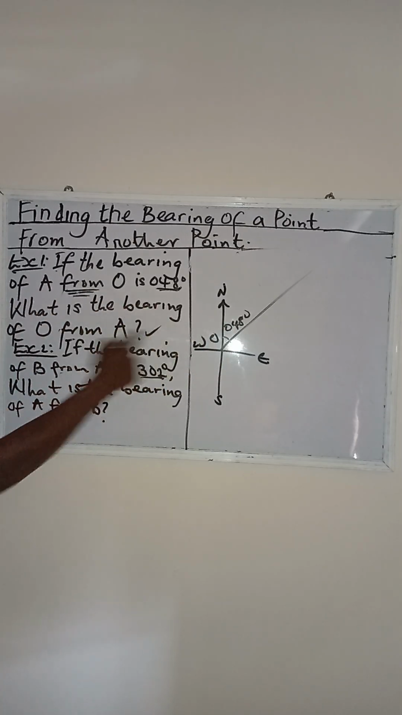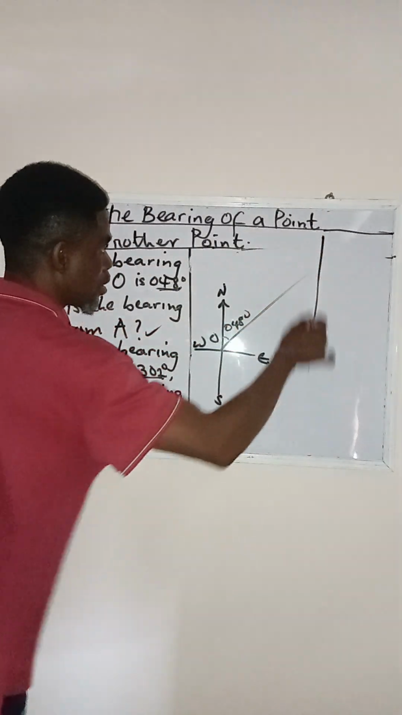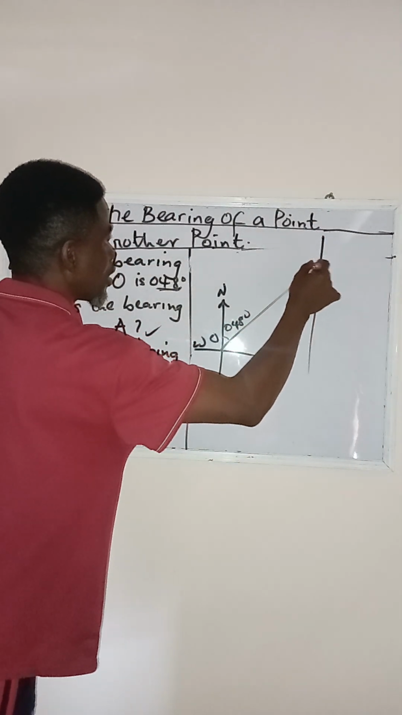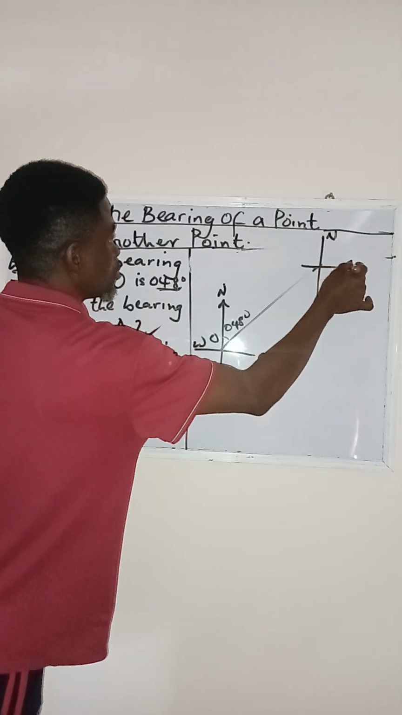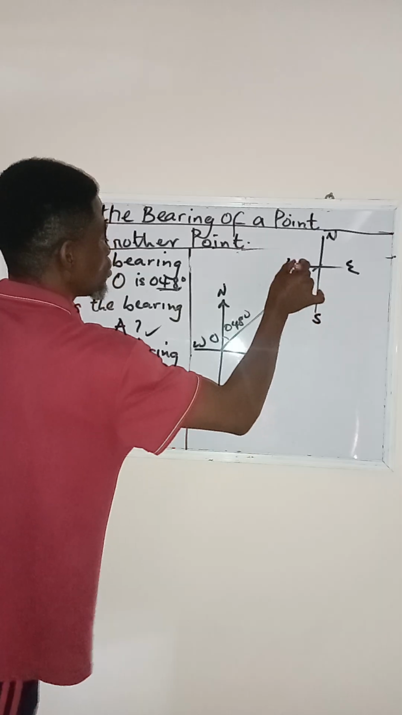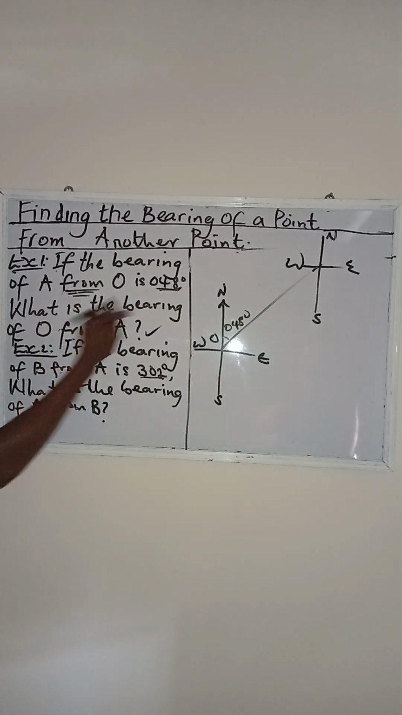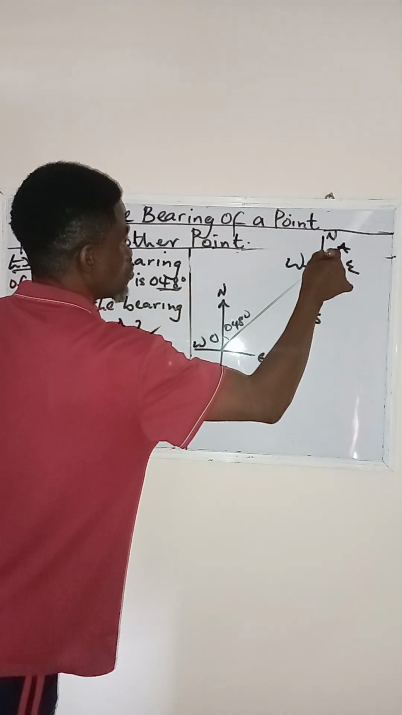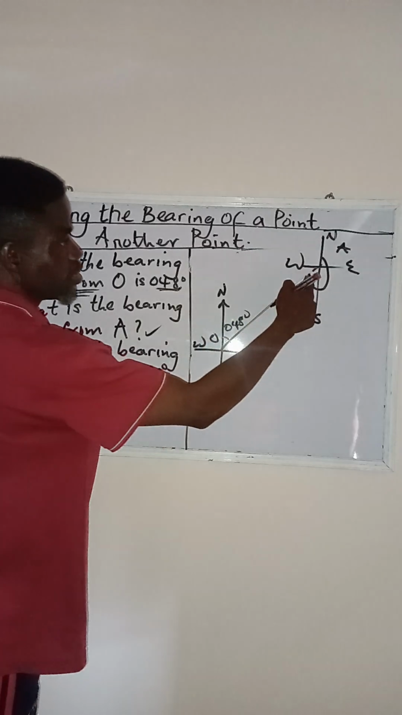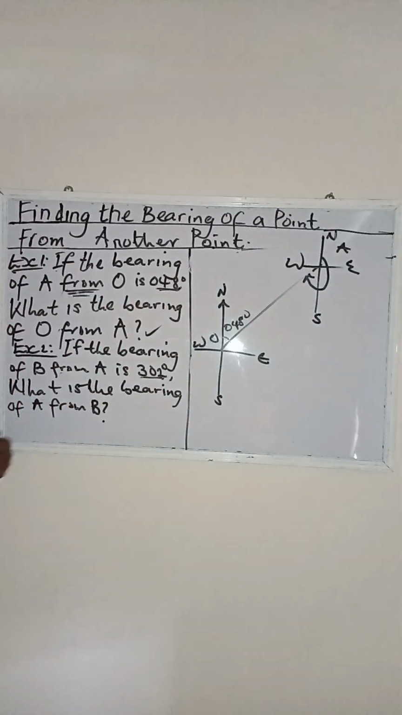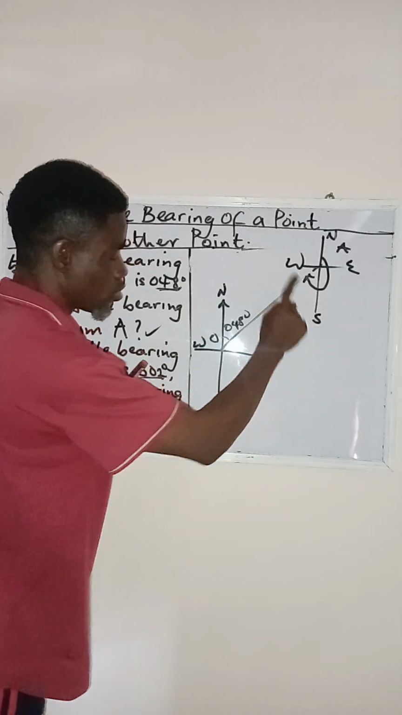Now, what is the bearing of O from A? So you draw another set of straight lines: this is north, this is east, this is south, and this is west. So we have to calculate the bearing of O from A. This is A now, so we need this angle. How do you obtain this angle? Let me just tell you, you can take the alternate angle. This angle and this angle, they are alternate angles.